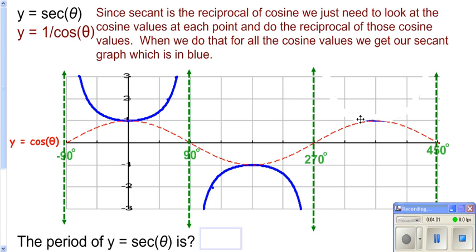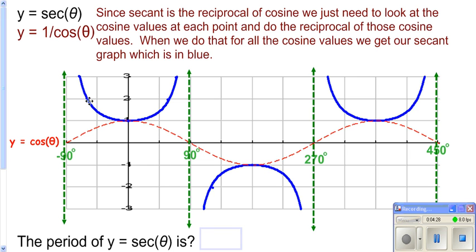There we go. And so the blue is your secant graph. It's kind of a horseshoe going up here. Once again, we have these vertical asymptotes that your graph gets really close to, but doesn't actually touch. And another reason why you have a vertical asymptote here, you know it's the reciprocal of cosine. Well, here your cosine is 0. The reciprocal of 0 would be 1/0, and you know you can't divide by 0.